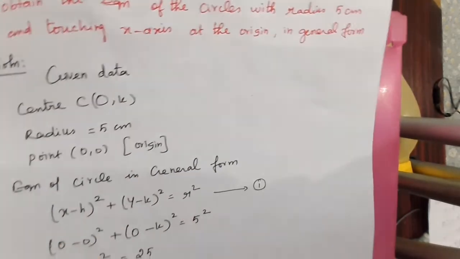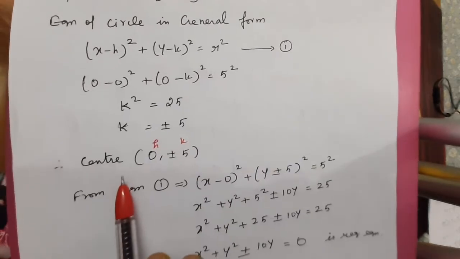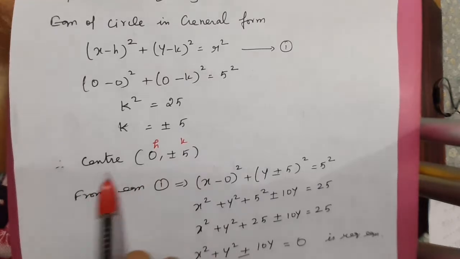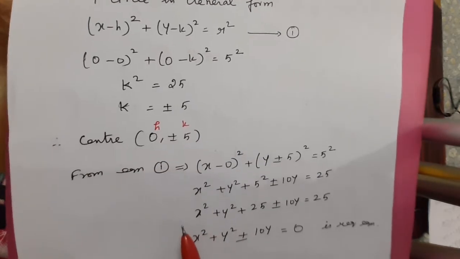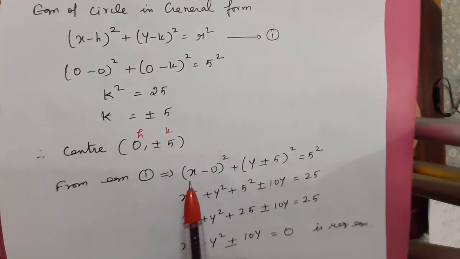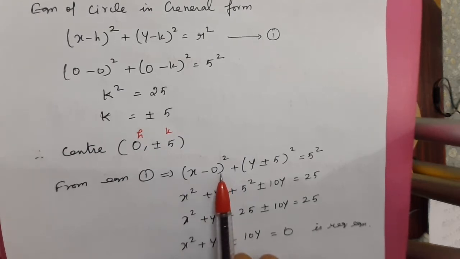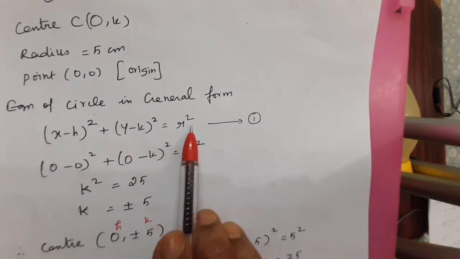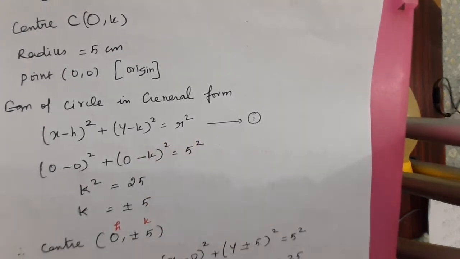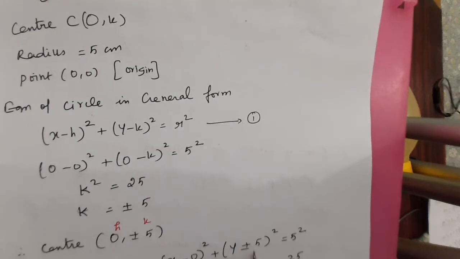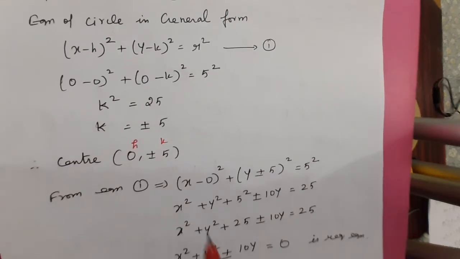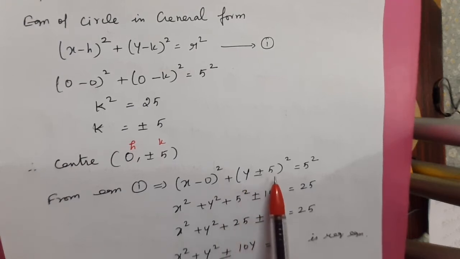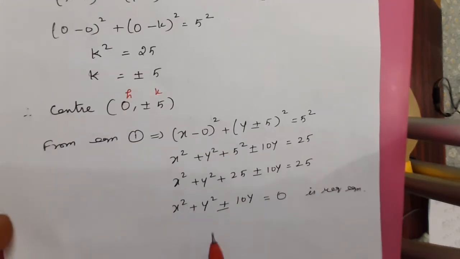Therefore we now get the center. The center is 0, k. First we find the value for k. Therefore the center is 0, plus or minus 5, that is h, k. Now the equation: x minus h the whole square plus y minus k the whole square equal to r square. Instead of h we put 0, instead of k we put plus or minus 5. So x minus 0 the whole square plus y plus or minus 5 the whole square equal to 5 square.